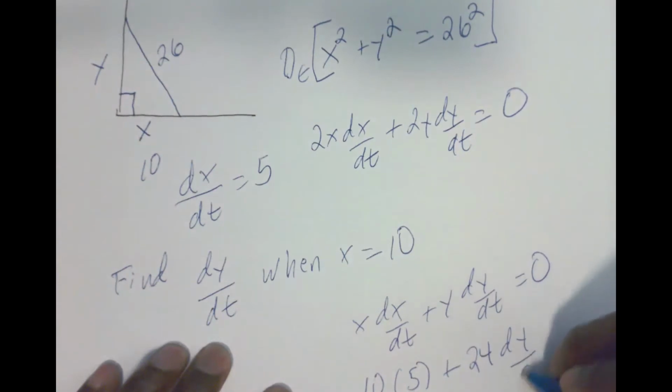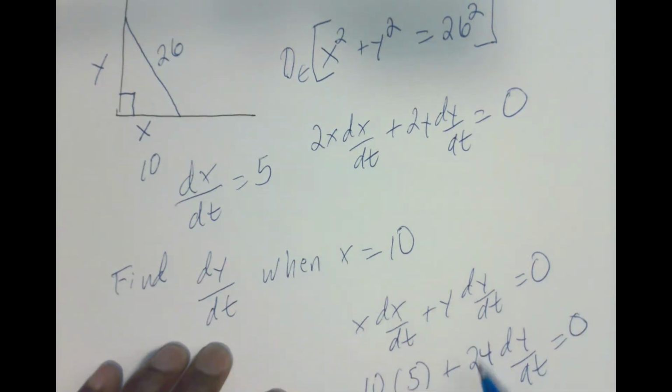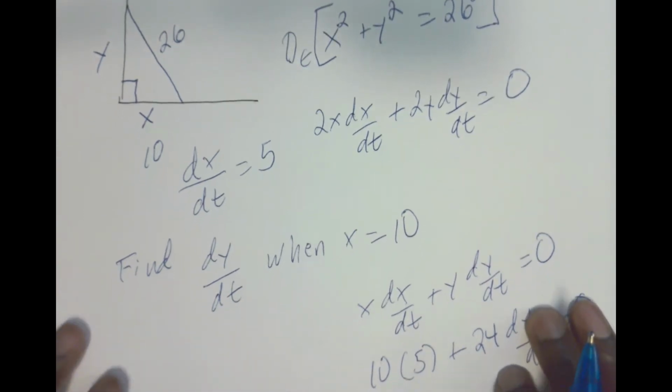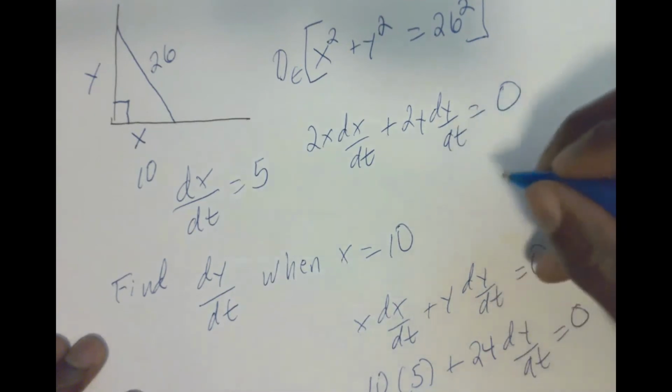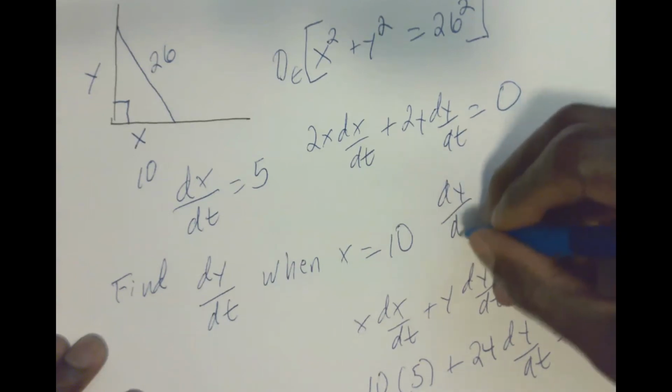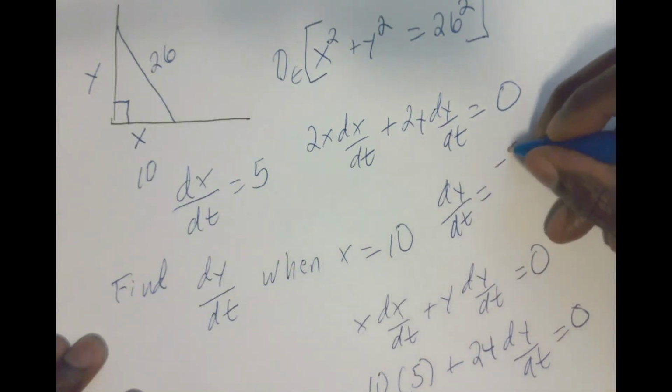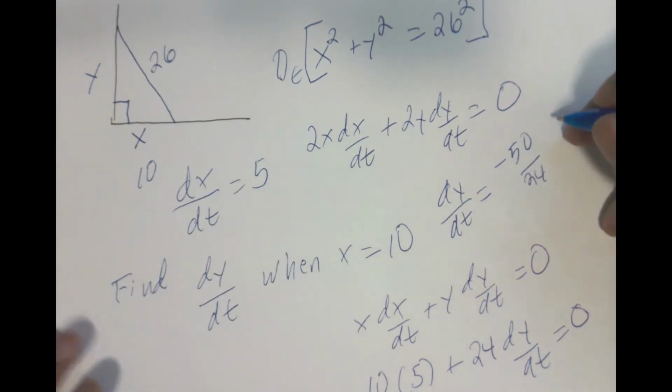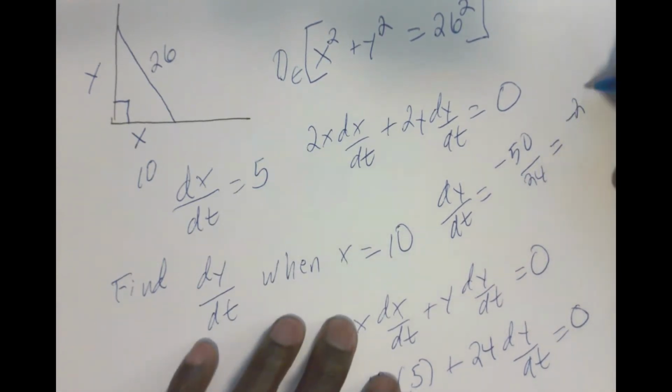And dy/dt is what we're trying to solve for, and set that equal to 0. And so it's simple algebra here. So this is 50. We'll move it to the other side, and we'll get 24 dy/dt equals negative 50. And then we'll divide by 24. I'm kind of moving all over the place. I apologize. We should get that dy/dt is negative 50 over 24, or negative 25 over 12 feet per second.